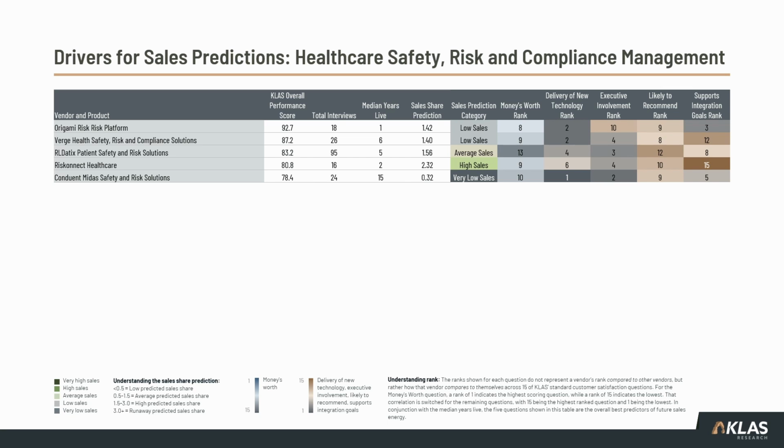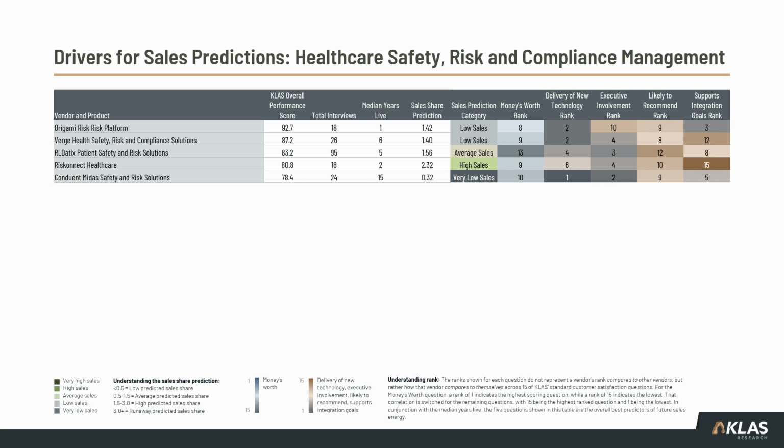Why do you think that is, in terms of the difference between the energy they have versus what we're seeing in the model? So I think as you can see in this model, their likely to recommend and their executive involvement are rated fairly high. The supports integration score is rated low. However, it is rated higher than many of the other solutions in the market when we look at it on an overall rank. And so I think that often providers are looking to them because they don't necessarily have poor integration, it's just rated lower.